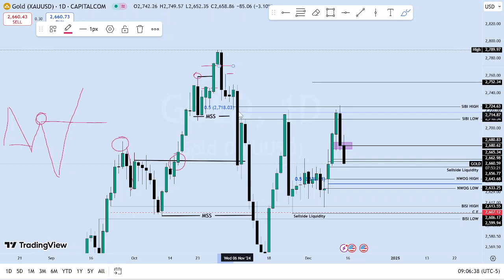Then we had a displacement. This is a displacement taking out this low that we created before going up here, before price traded up here. Here is the last bearish close candle before price traded up. Then coming down, we took out the low. That's displacement. Do you get it now?